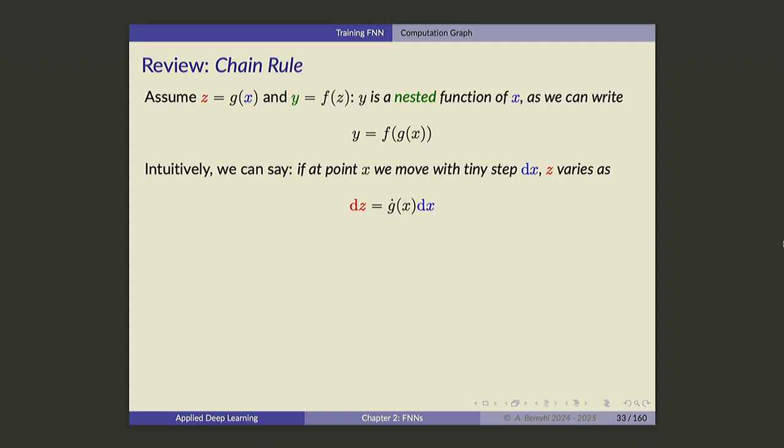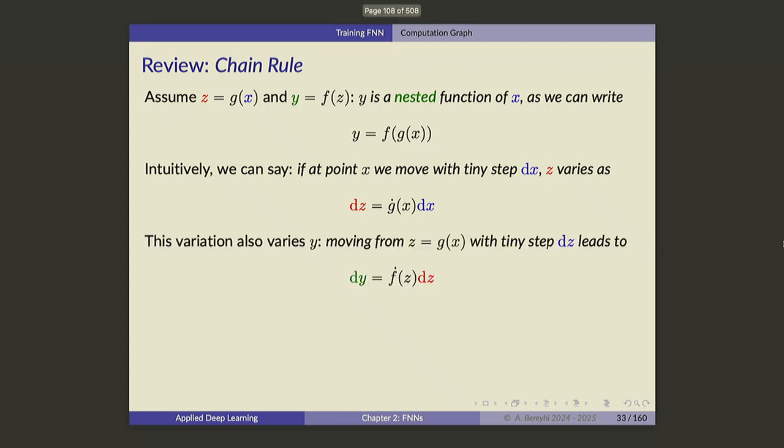Now, I know the change in z. Now, I want to know from the change in z, how does y change, right? So again, if I change z with dz, this very tiny bit, then the change in y is going to be the derivative of the function times that dz, right? Everybody's clear? Now, you get this dz from this expression and replace it here. You would say that the change in y is going to be derivative of y with respect to z times derivative of z with respect to x times dx, right? And this is the chain rule that you have, right?